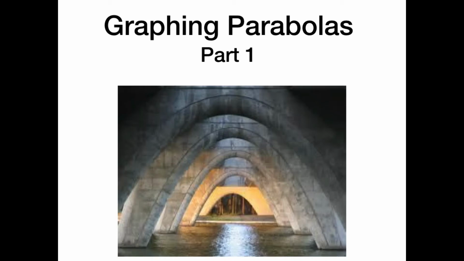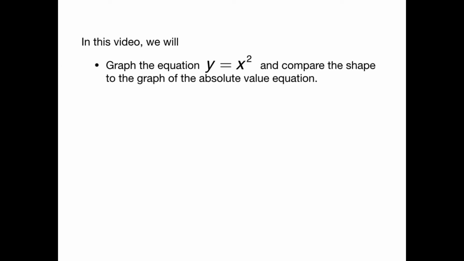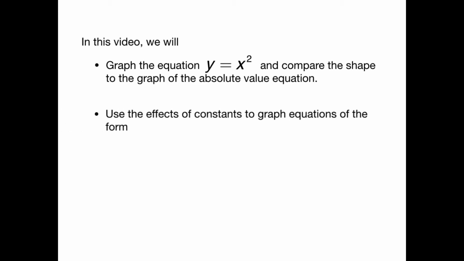Graphing parabolas, part 1. In this video, we'll graph the equation y equals x squared and compare the shape of the graph to the absolute value equation. Then we'll use the effects of constants to graph equations of the form y equals a times (x minus h) quantity squared, plus k.